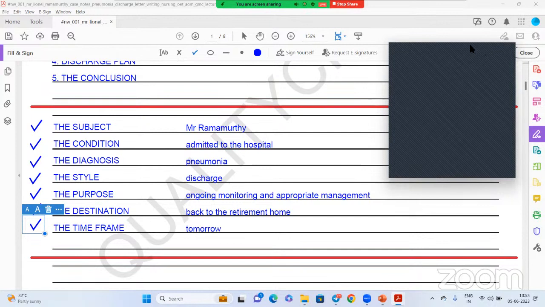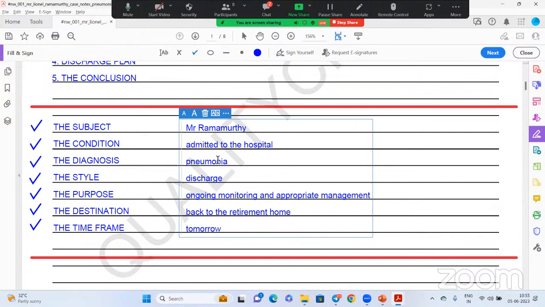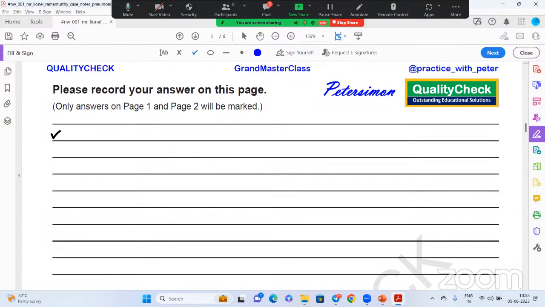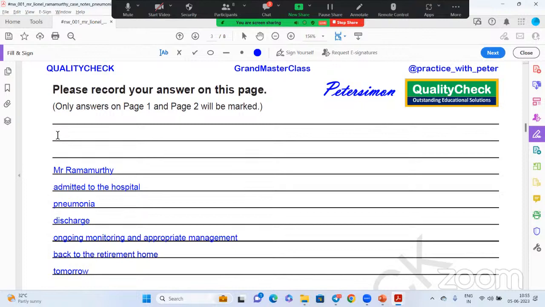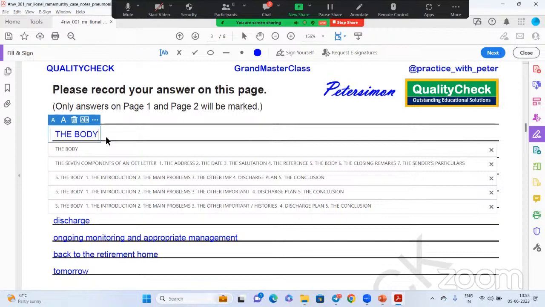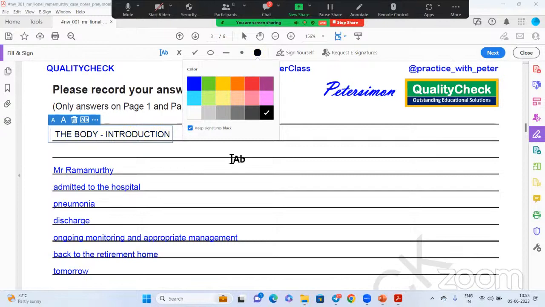Now we are going to write the introduction. Now this introduction, different types of introduction you can write. For example, I'm taking this introduction. All these points, and I'm going to write the introduction here. Okay. The body. So in the body, we are writing the introduction now. The body introduction.